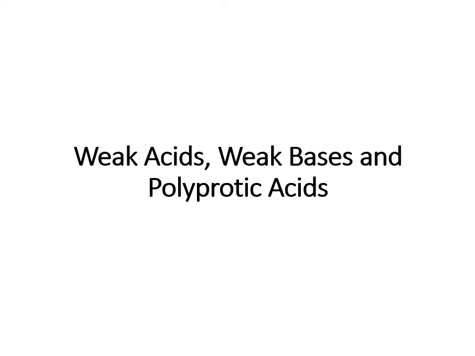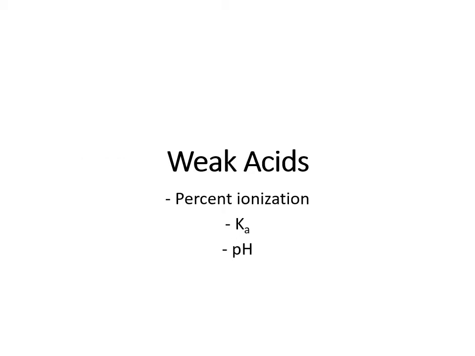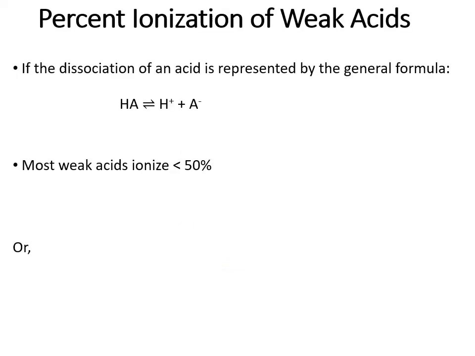Weak acids, weak bases, and polyprotic acids. So we're going to start off by looking at weak acids. We're going to look at their percent ionization, their Ka, as well as their pH.